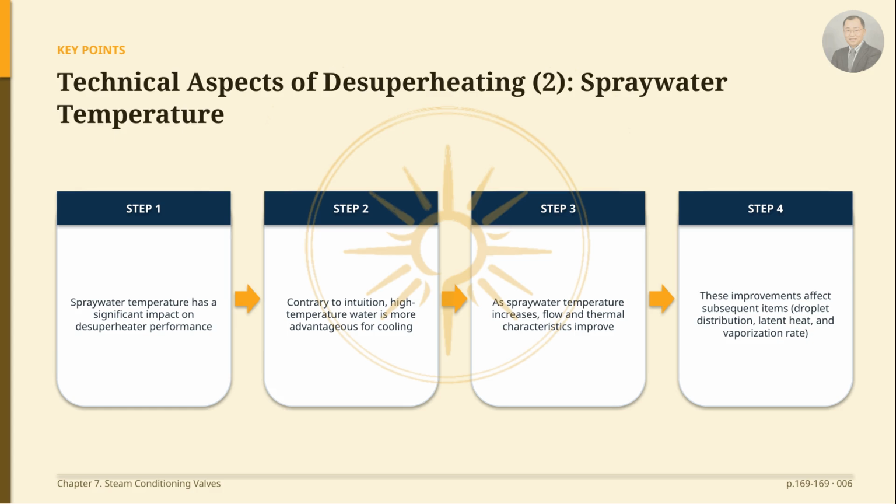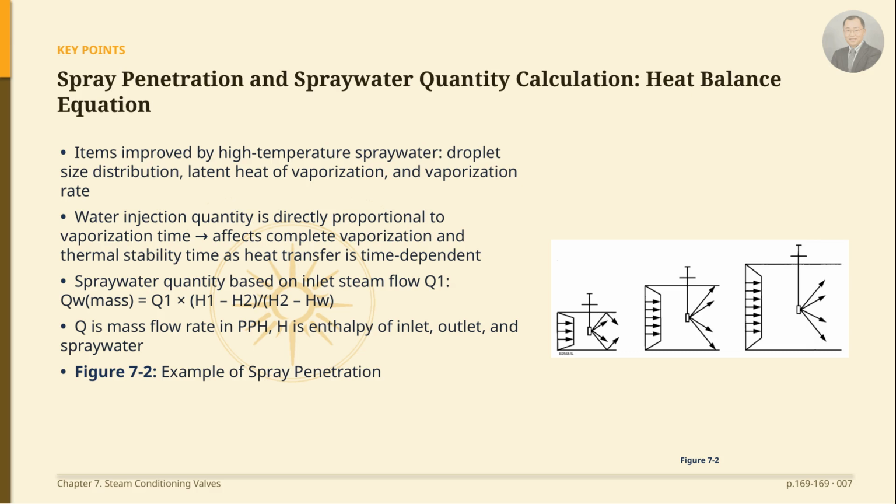The second technical aspect is the temperature of the spray water. Spray water temperature has a significant impact on desuperheater performance. Although it goes against logical convention, high-temperature water is actually more advantageous for cooling. As the spray water temperature increases, both the flow and thermal characteristics improve, which in turn affects the following items. There are specifically three items that high-temperature spray water improves: drop size distribution, latent heat of vaporization, and vaporization rate. When the spray water temperature increases, all three of these areas are improved, enhancing the overall performance of the system.